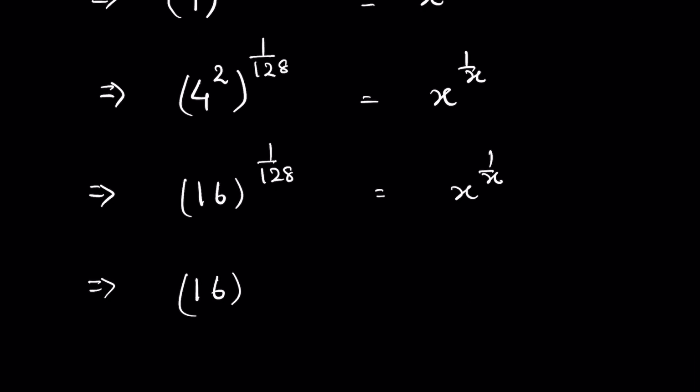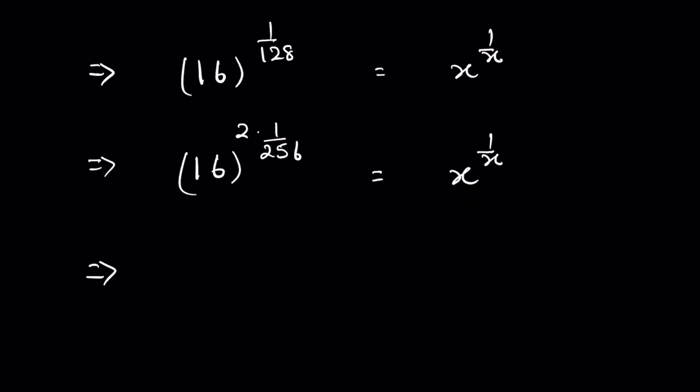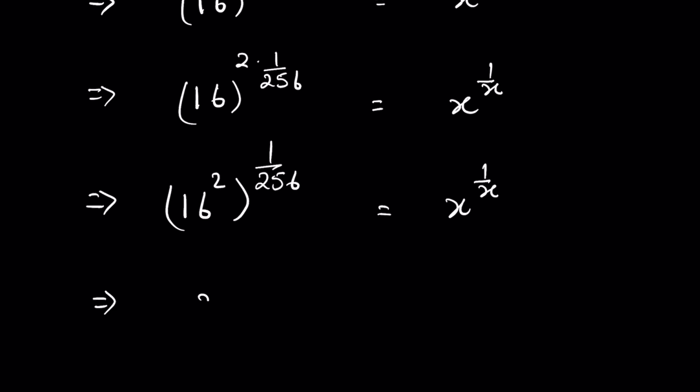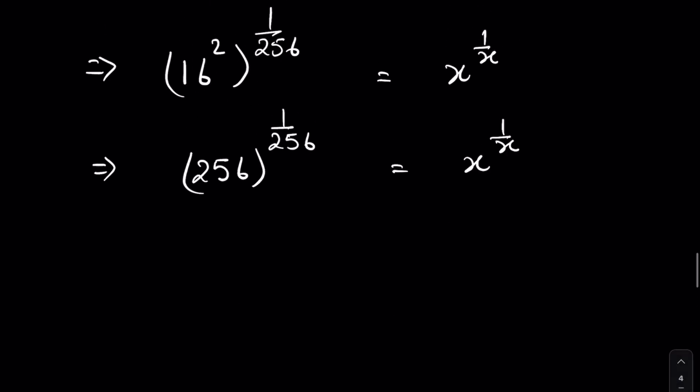Again, if we write it as 2 to the power 1 upon 256, that will be 1 upon 128, or we can write it as 16 to the power 2 whole raised to the power 1 upon 256 is equal to x to the power 1 upon x. Now 16 square is 256, so 256 raised to the power of 1 upon 256 is equal to x raised to the power 1 upon x. Now there is a rule, if a to the power a is equal to b to the power b, then a is equal to b.